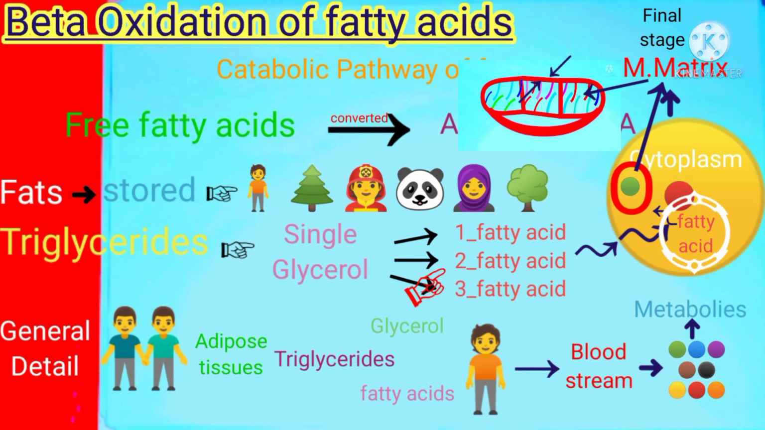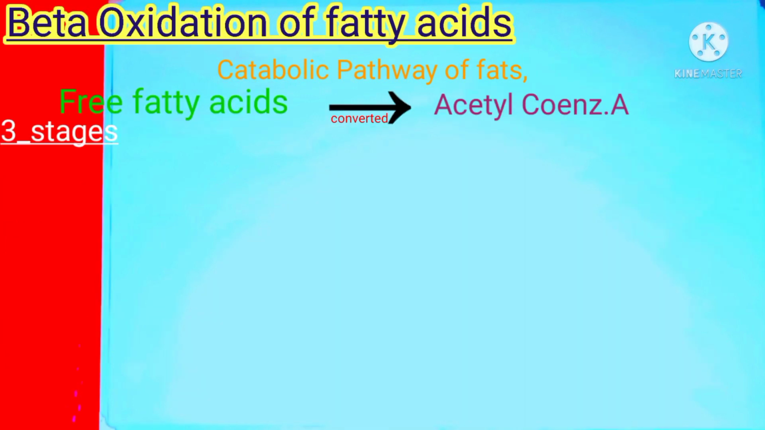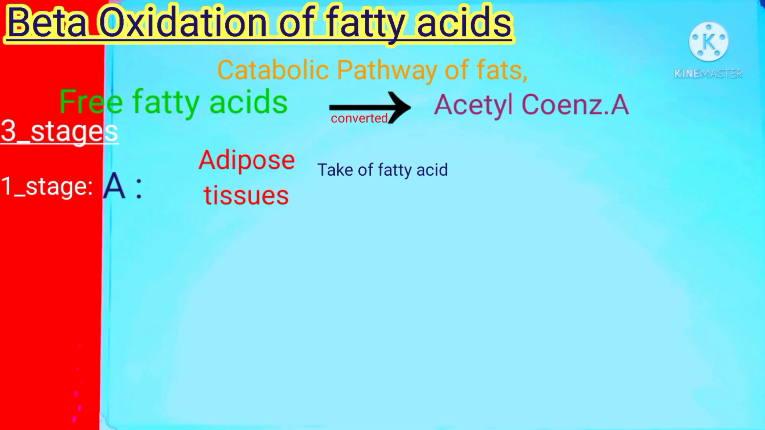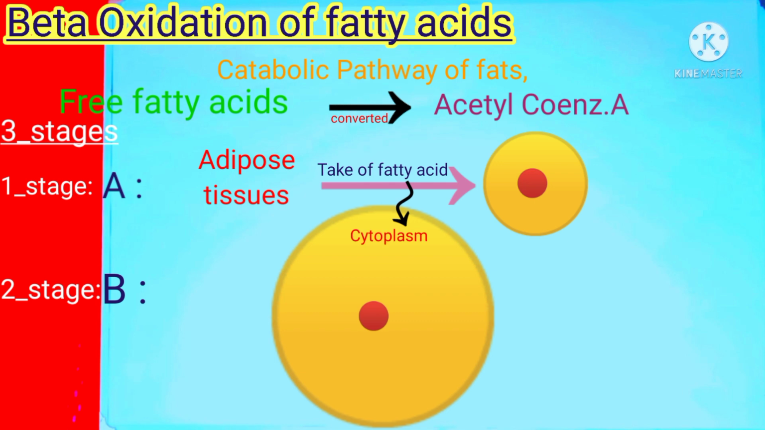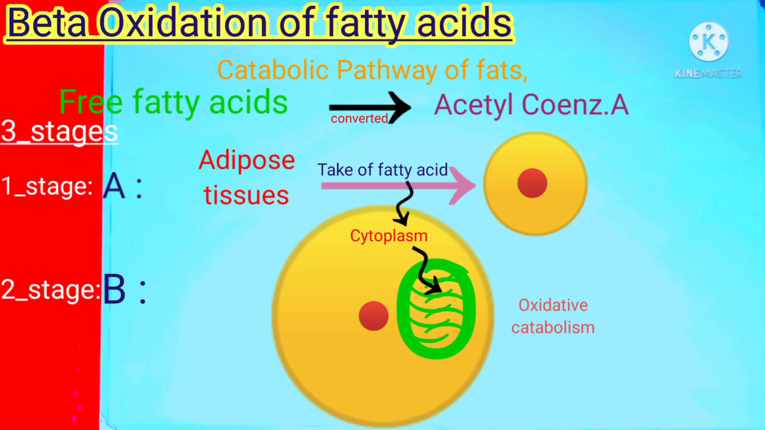So the complete beta oxidation process can be divided into three stages. The first stage is shown, that is the transfer of fatty acids from the adipose tissues to the target cells. The second stage is shown by point B, that is the entry of the fatty acids into the cytoplasm and then into the mitochondria of the target cells. And the third is to understand oxidative catabolism inside the mitochondrial matrix.